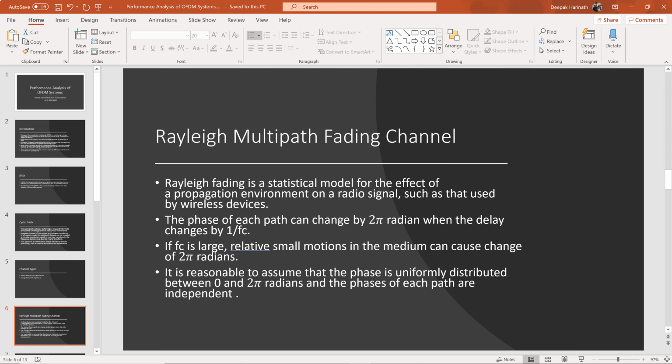So when the value of fc is quite large, then relatively small motions in the medium can cause a lot of change in the 2 pi radians. So it is actually reasonable to assume that the phase is uniformly distributed between 0 and 2 pi radians, and the phases of each path are independent.